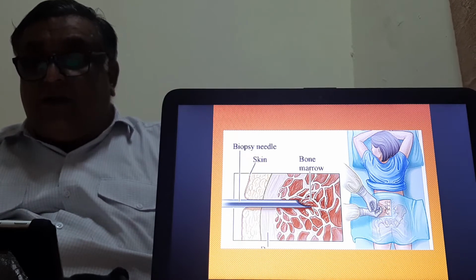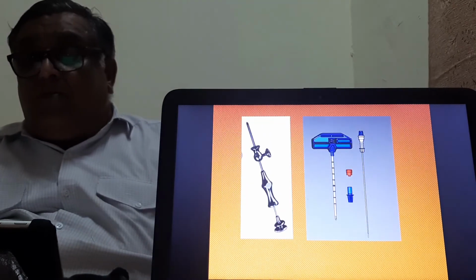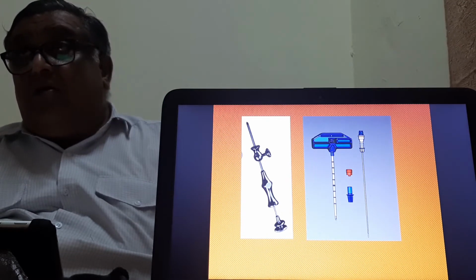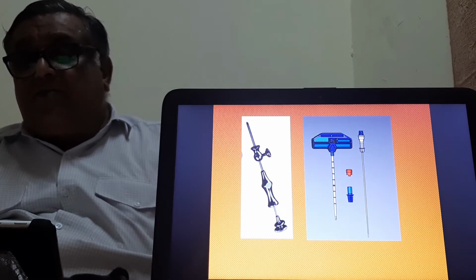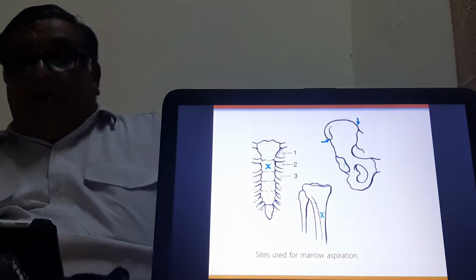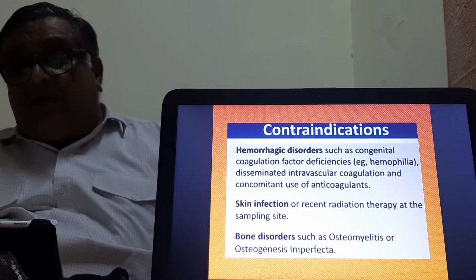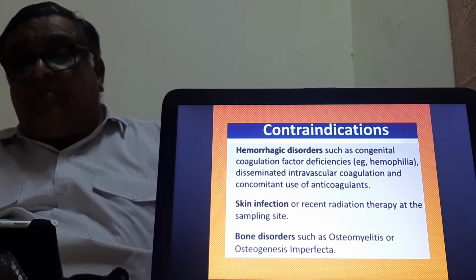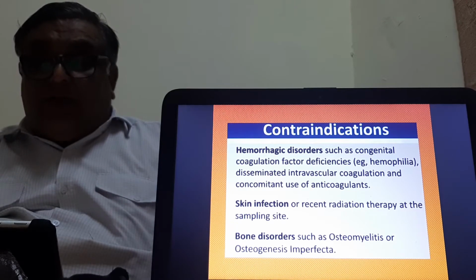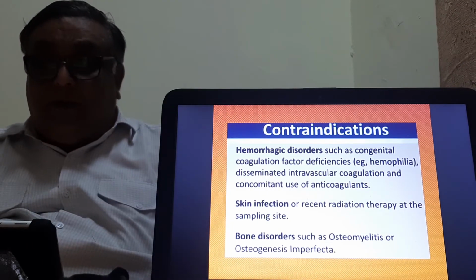These are the sites. It can be done in the tibia, it can be done in the body of the sternum, or it can be done in the iliac crest or the posterior superior iliac spine. Commonest is the posterior iliac spine. Well, these are the contraindications: in case there is some local infection, or in case there is some hemorrhagic disorder which is severe. In that case, we might have to knock in the bone marrow.